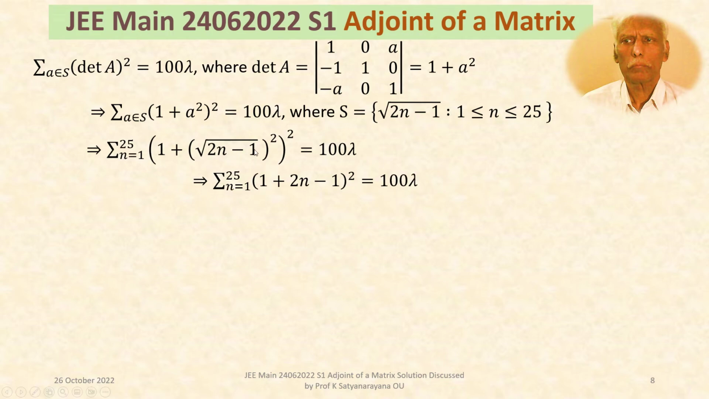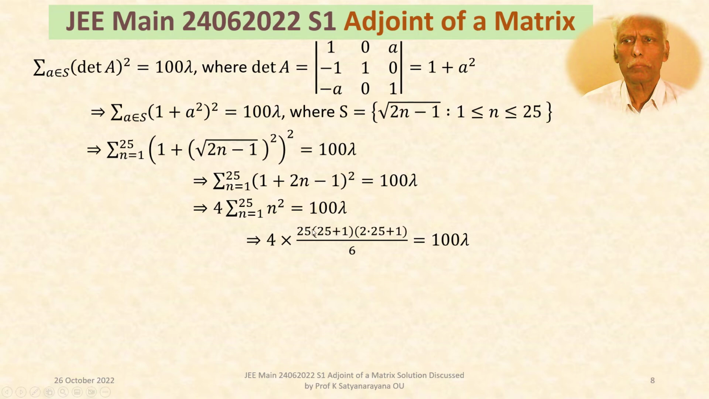That implies the sum from n equal to 1 to 25 of (1 plus, if you square it, you will get 2n minus 1) whole squared. Minus 1 plus 1 cancels. (2n) whole squared is 4n squared. So 4 times the sum from n equal to 1 to 25 of n squared is 100 lambda. That is the sum of squares of the first 25 natural numbers, and we have the formula n(n+1)(2n+1)/6. So that is equal to 4 into 25 into (25 plus 1) into (2 into 25 plus 1) by 6 is equal to 100 lambda. That is 4 into 25 into 26 into 51 by 6 is equal to 100 lambda.